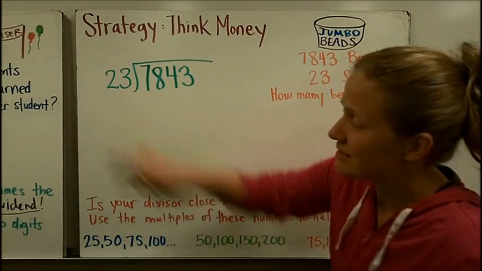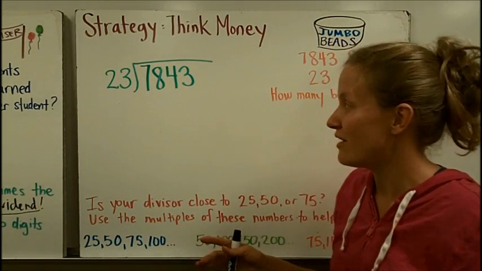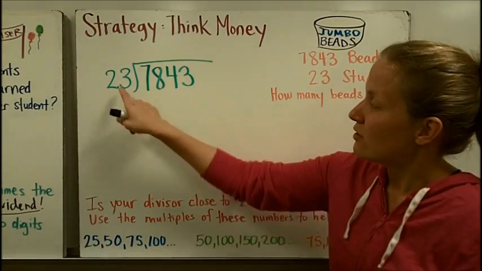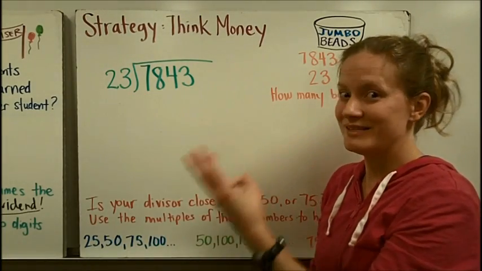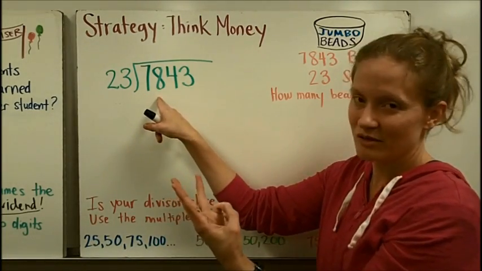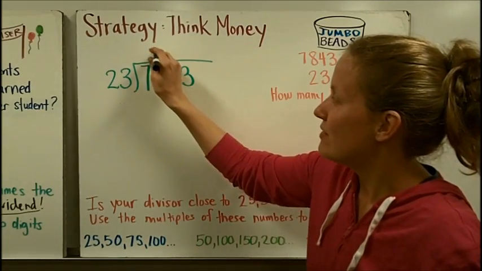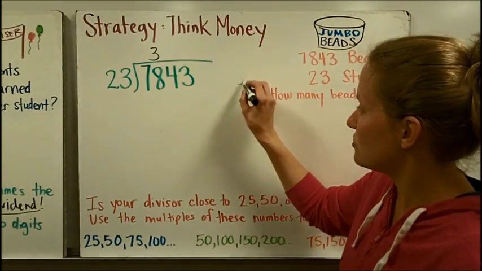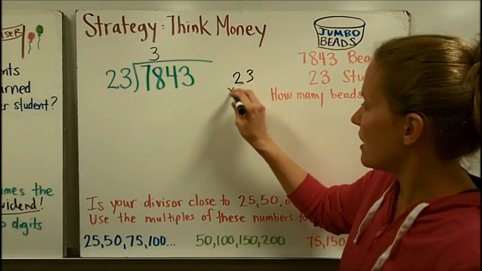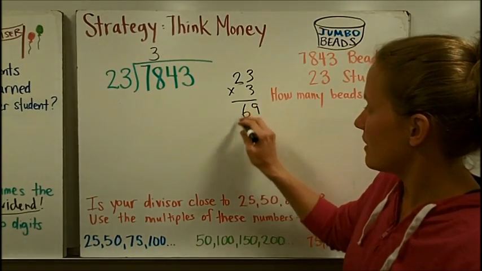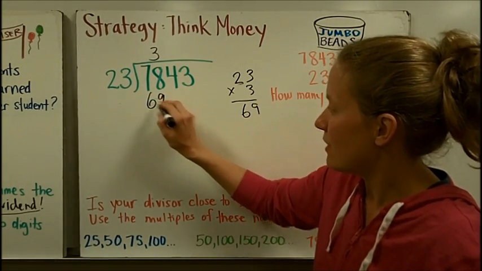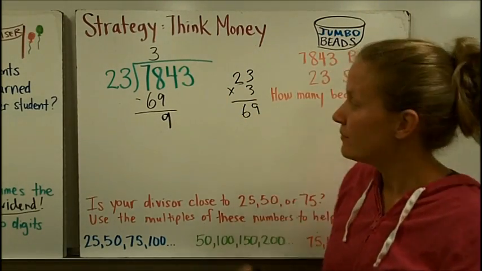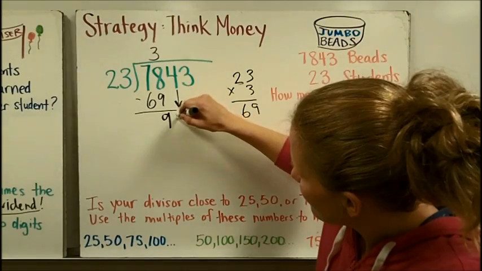So I hope you're realizing that 23 is really close to 25. So we're going to think about the multiples of 25 as we do this problem. So if I think about 25, 50, 75, ooh, 75 is really close to 78. So I'm going to assume that 23 can go into 78 3 times. Then I'm going to do 23 times 3 and get 69. Then go ahead and subtract. That would give us a 9 left over. Then bringing down the 4.